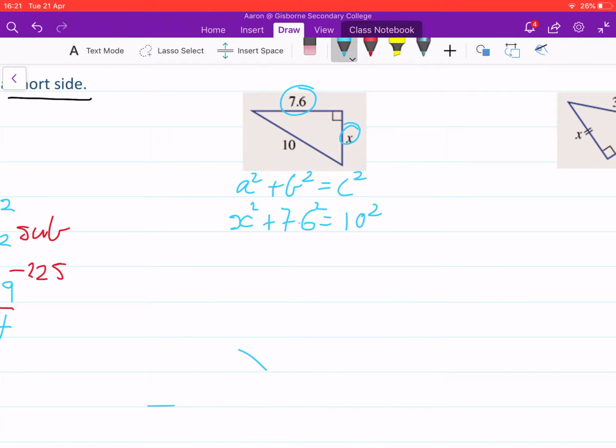Now, same thing, we want to square everything we can to start with. It's the easiest way to do it. So x squared plus 7.6 squared is equal to 57.76, and 10 squared, pretty simple, it's 100.